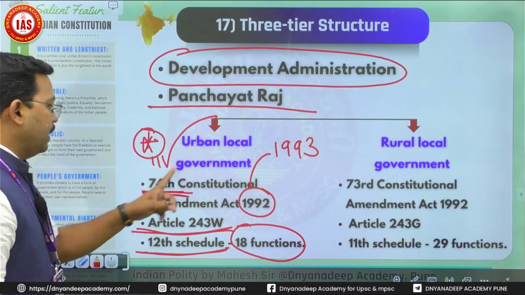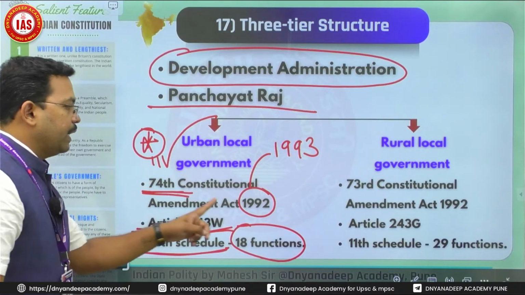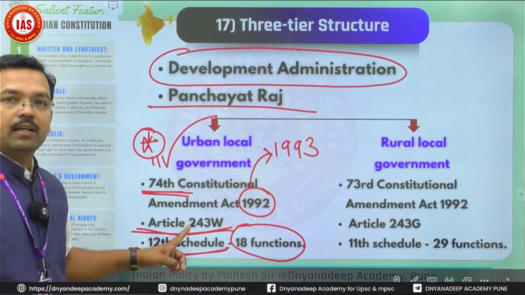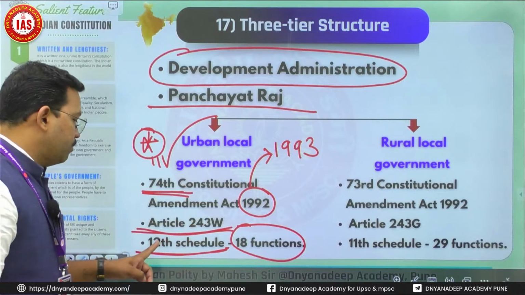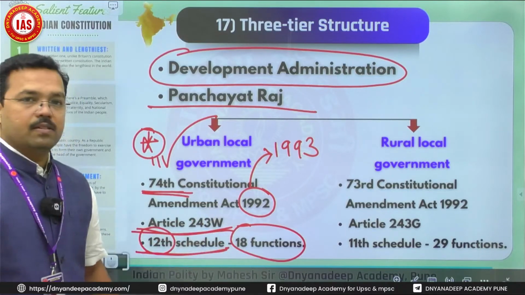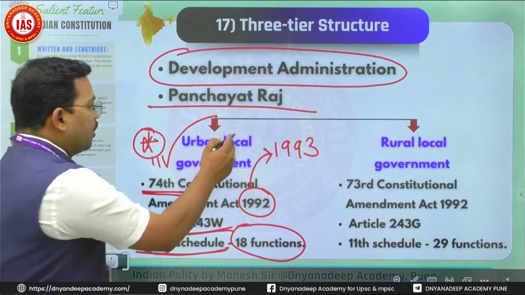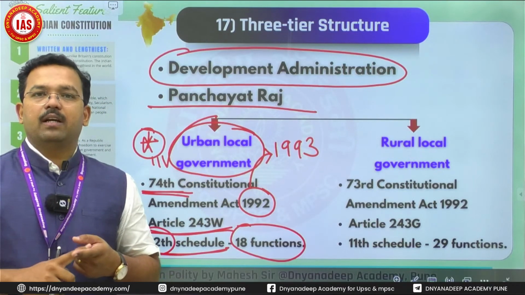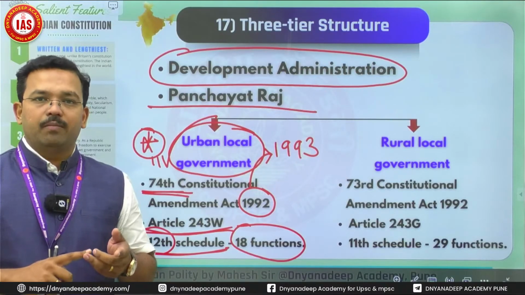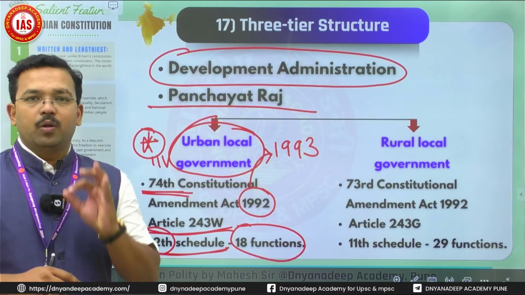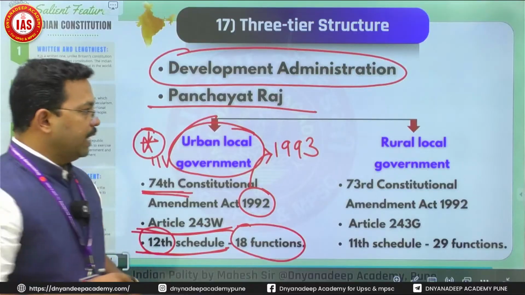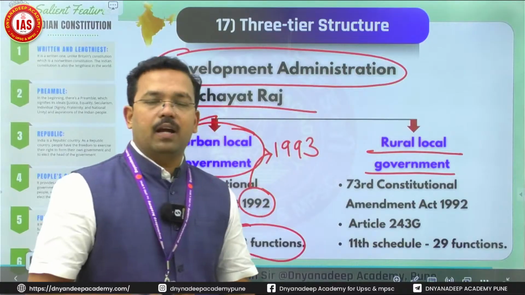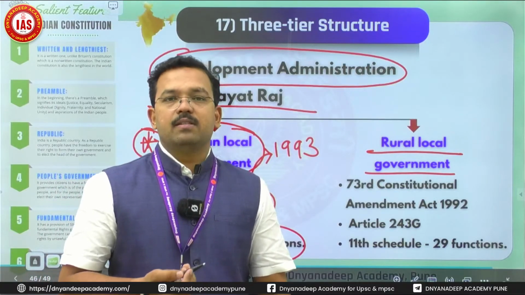Urban local government, 74th Amendment Act of 1992. Implementation started in 1993. Important article 243 capital W. 12th schedule, 18 functions. Urban local government includes what? Nagar Panchayat, Nagar Parishad, Nagar Palika, Municipal Corporation, Cantonment Board. That is all urban local bodies. Then comes rural local government, which includes Gram Sabha, Gram Panchayat, Panchayat Samiti, Zilla Parishad.